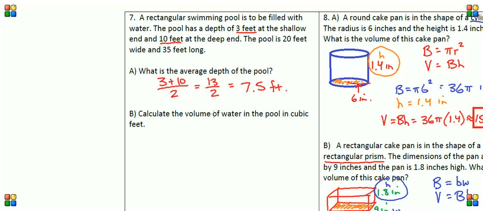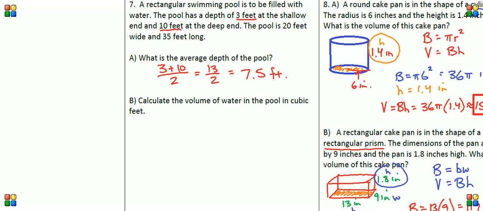We ended up finishing up with 7A. Let's go to 7B. Calculate the volume of water in the pool in cubic feet. Well, that's something that we can't do until we can figure out what this pool actually looks like if we were to draw it out as a geometric solid. It's a little bit complicated. It might take me a couple videos to explain this to you.